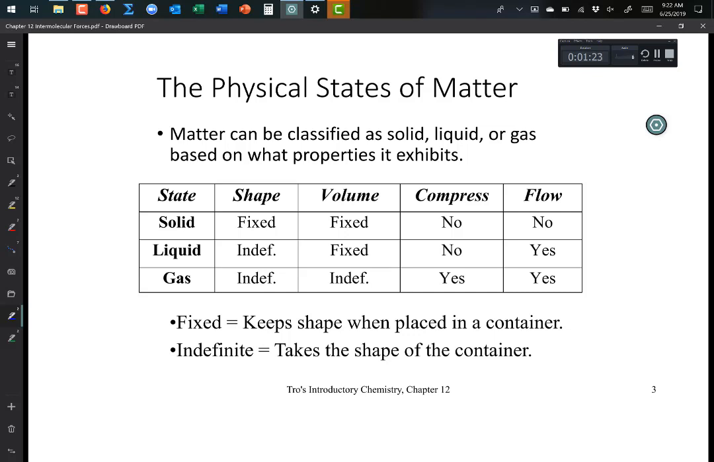Now, a gas, we just talked about this. The shape is whatever the shape of the container is, indefinite. Volume, it can be any volume. So if I take a mole of gas and I release it into a room this size, it'll fill the entire room. But if I release it into a room the size of, let's say, the Bulldog basketball place, the arena, it'll fill the arena. So the volume of a gas is just whatever the container size is.